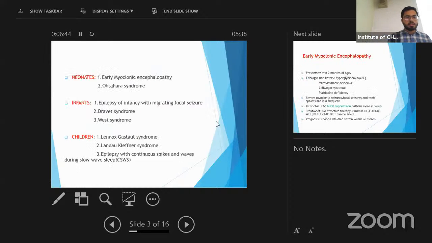We can classify the epileptic encephalopathy based upon the age of onset. In neonates, there is early myoclonic encephalopathy and Ohtahara syndrome. In infants, there is epilepsy of infancy with migrating focal seizures, then Dravet syndrome, and then West syndrome. In children, there is Lennox-Gastaut syndrome, the Landau-Kleffner syndrome, and epilepsy with continuous spikes and waves during slow wave sleep.